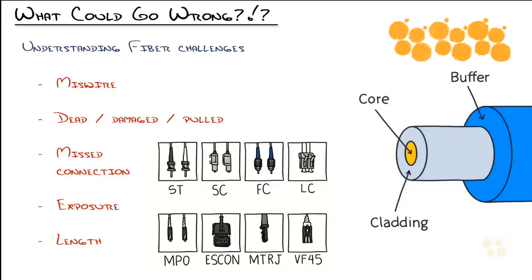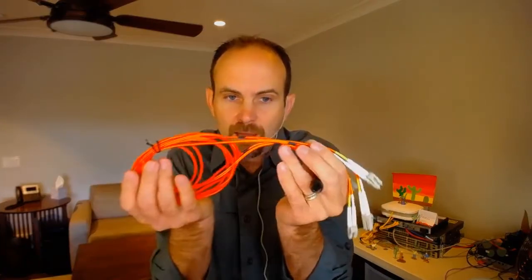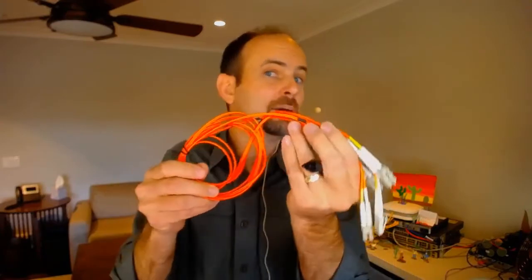Now, when it comes to fiber optic cable, it's pretty much the same stuff. It's just things get a lot more sensitive. These are plastic if you're using multi-mode, or glass if you're using single mode. It's not that you can't bend them, but you can't bend them up to a point.